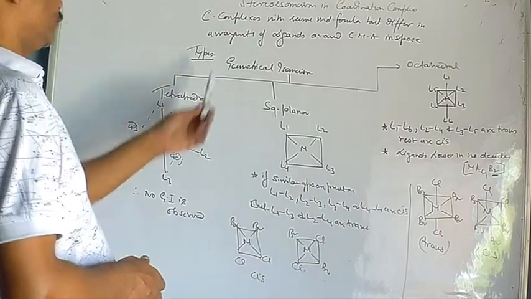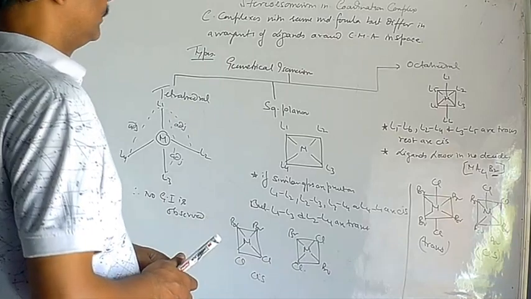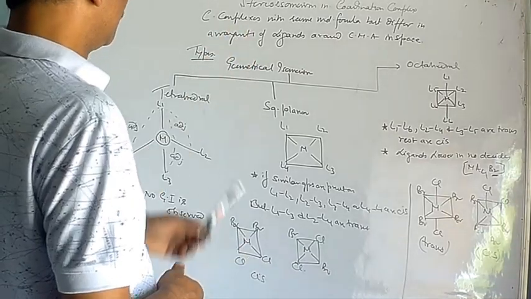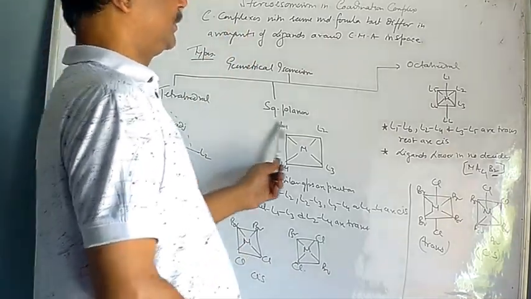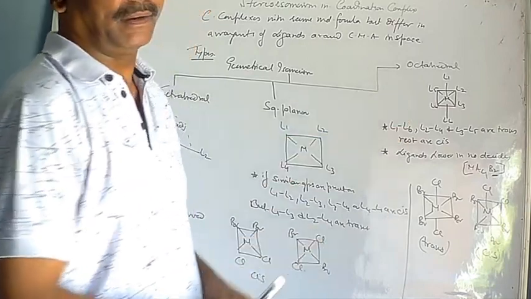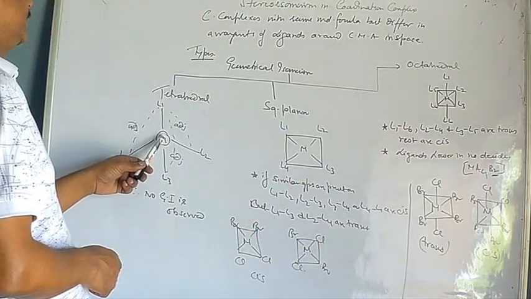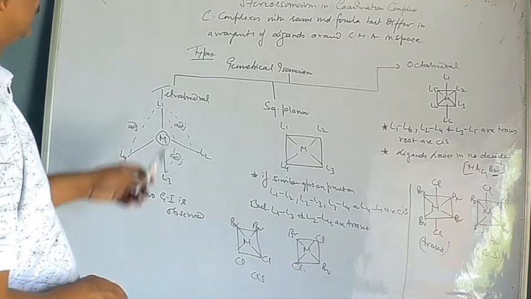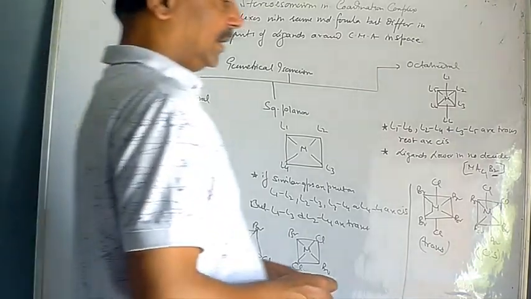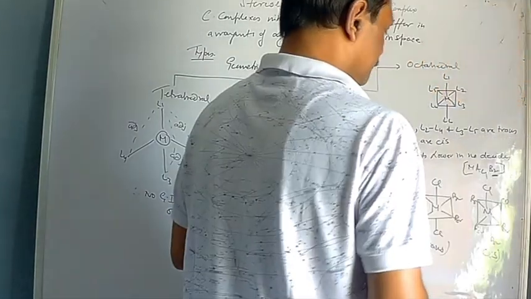The first type is geometrical isomers. Class, we have been studying only three geometries: tetrahedral geometry, square planar geometry, and octahedral geometry. Let us discuss them one by one. Now, let us take the first case, the tetrahedral. Class, this is the position of the central metal atom. I can show you with one example.